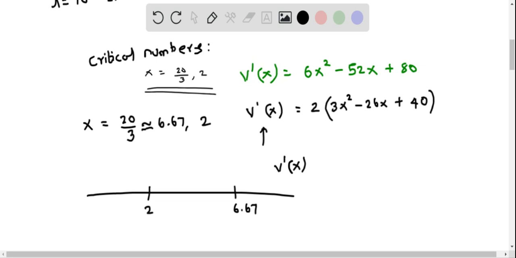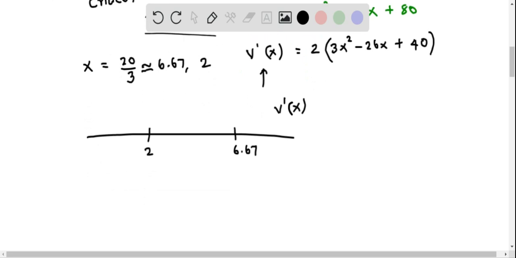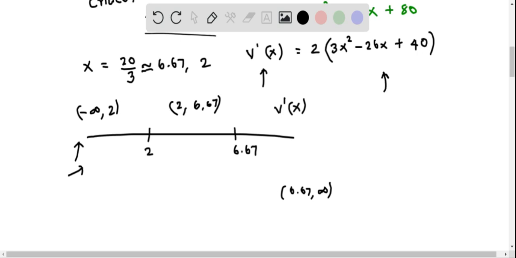So we are going to determine the sign of v prime of x in the intervals. We have three intervals here, that is from negative infinity to positive 2, and then the second interval is 2 comma 6.67, and then greater than 6.67, that is 6.67 to infinity. So we will pick one random value in each interval, plug it into the v prime of x to understand its sign. So first let's check in this interval. I'm going to pick any value less than 2, I can pick 0 as well, and plug it into this v prime of x.